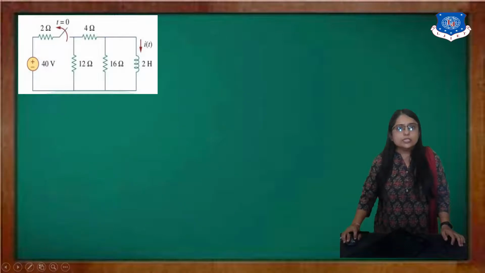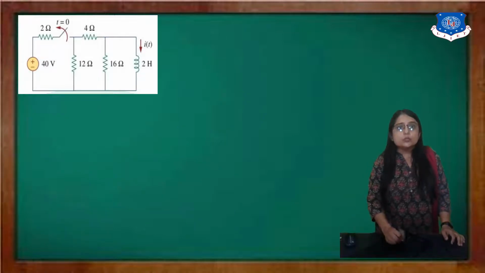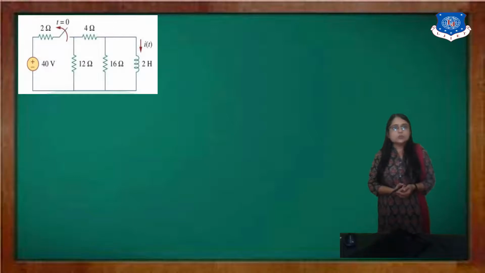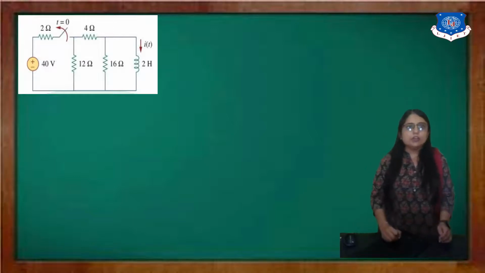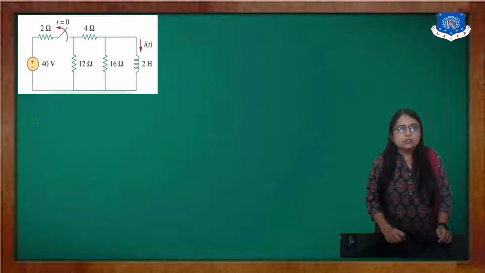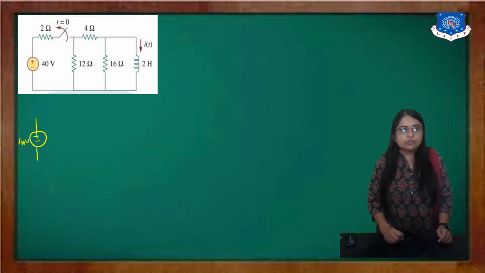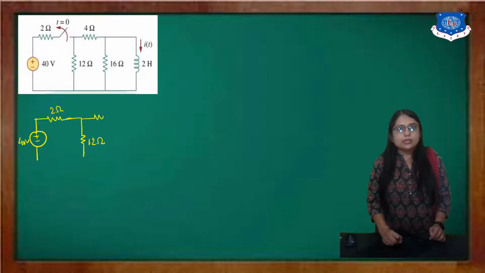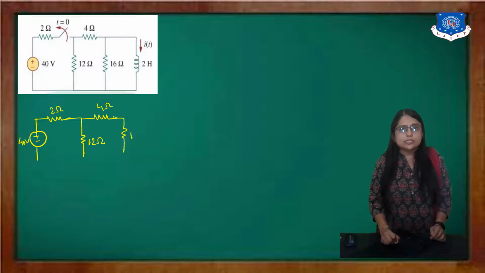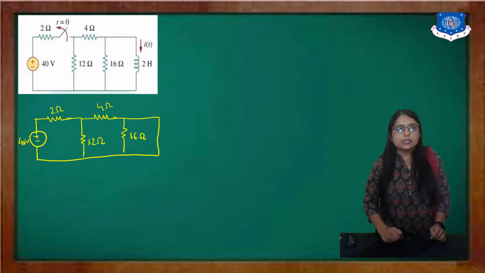How? See here in this diagram, when the switch is closed, at that time what will happen? I'll just draw the diagram. Here we have a source, that is a 40 volt, then a 2 ohm, then we have to consider this as closed, then a 12 ohm, here a 4 ohm, here also a 16 ohm, and yes, we have to consider this inductor that is here.